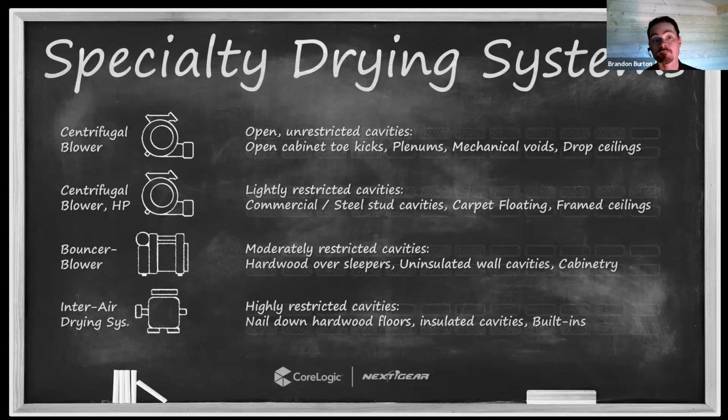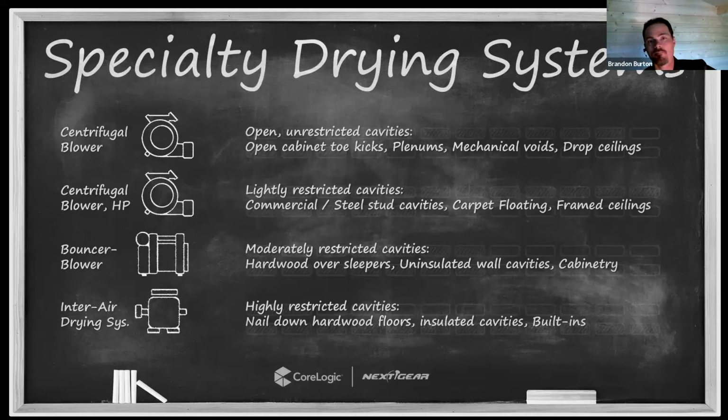Through a plenum, all right, through mechanical voids, and in the area above a drop ceiling. These are all very open interstitial spaces that don't have a lot of restriction. And they're great places to use something that has more volume, right? Why sacrifice the volume to get pressure when I don't need to? Because volume is what does the work. And that's the lesson that I'm trying to really impart with this.